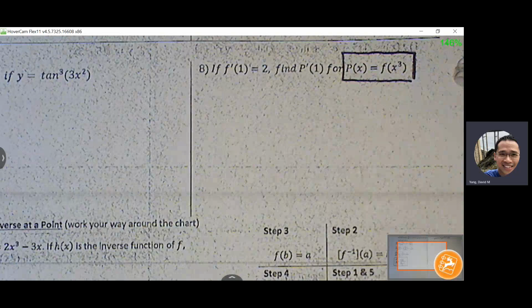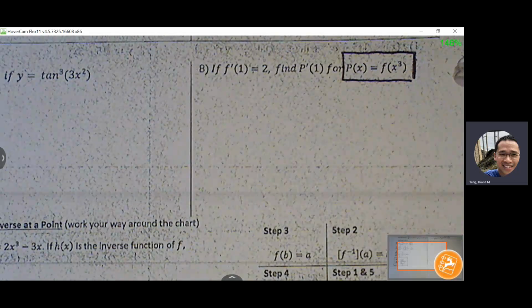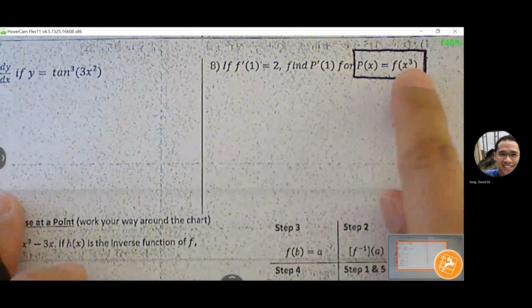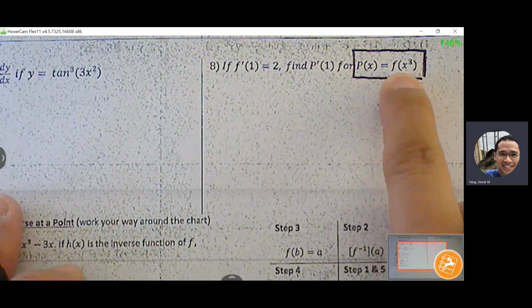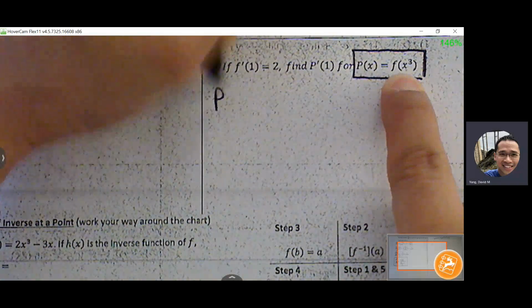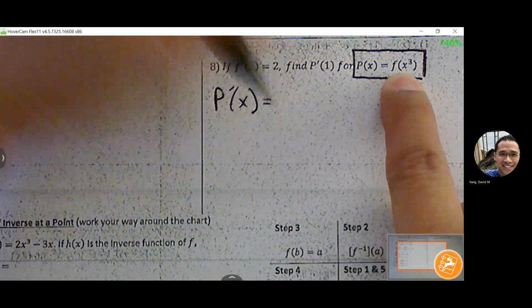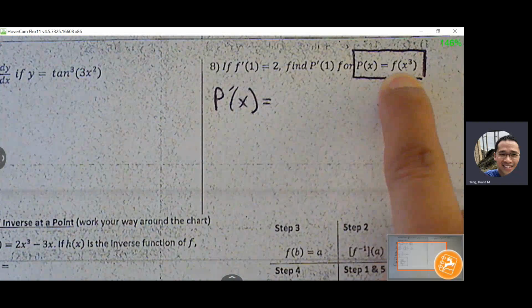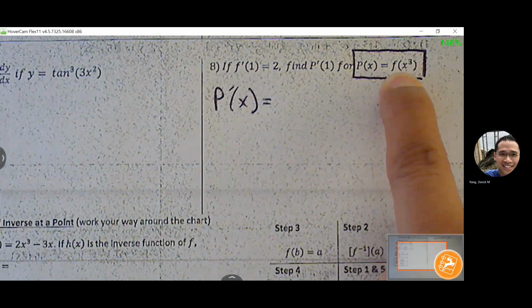We see there's a function within a function, but the outer portion is function notation, while the inside portion is an expression. So we're still going to go through chain rule, okay? But we're going to keep them in the proper form. So p prime of x equals. Okay, so what can represent the outside derivative?